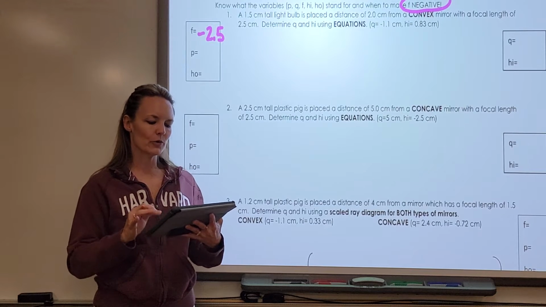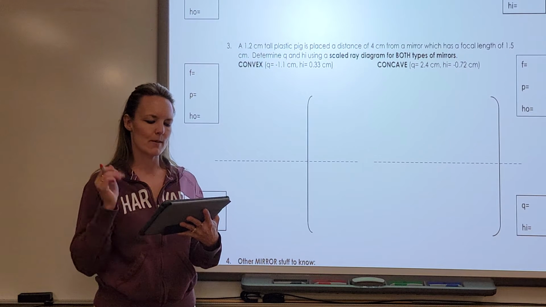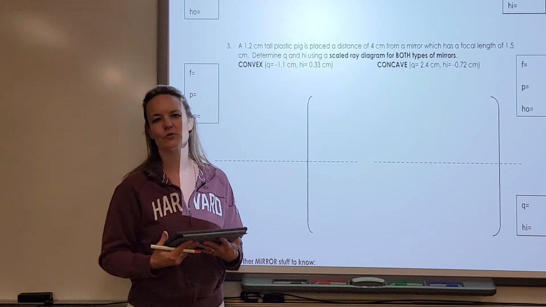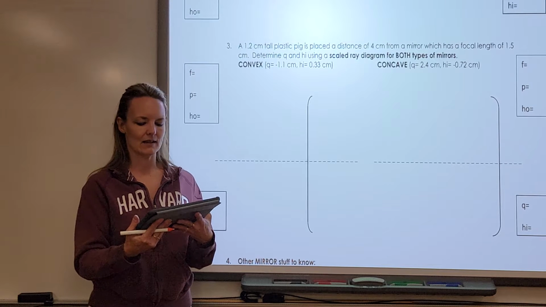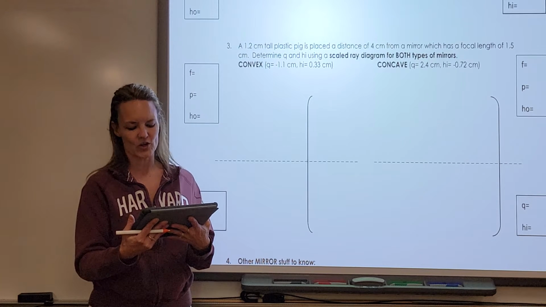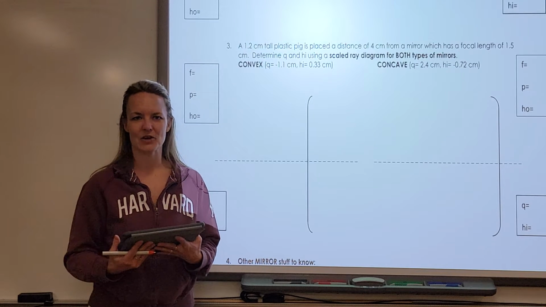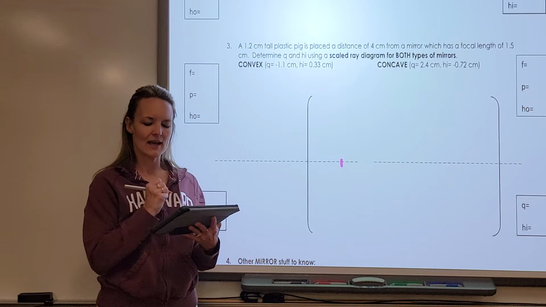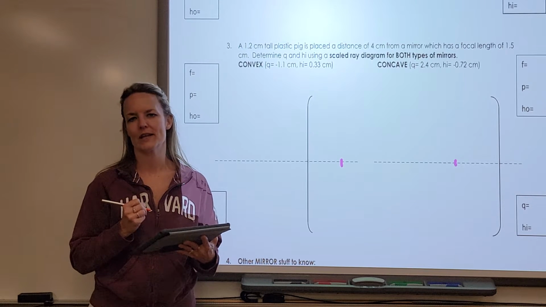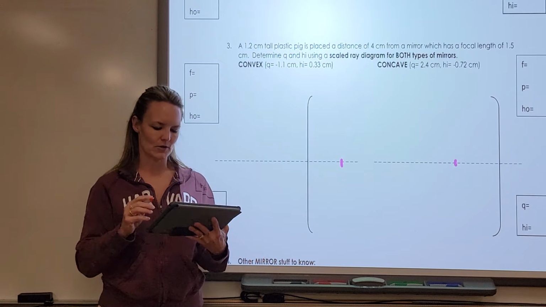So for 1 and 2, you are going to solve for it using equations. And then question number 3, you are going to do one of each type of diagram. The F, the P, and the HO are going to be the same for each type of mirror. The only difference, remember when you're setting up your diagrams, convex will put the focal point behind, concave will put the focal point in front. Okay, so you have to be careful, measure everything out, and then run your lines.